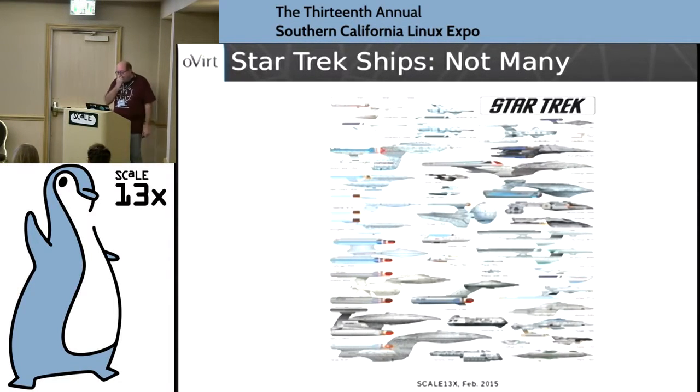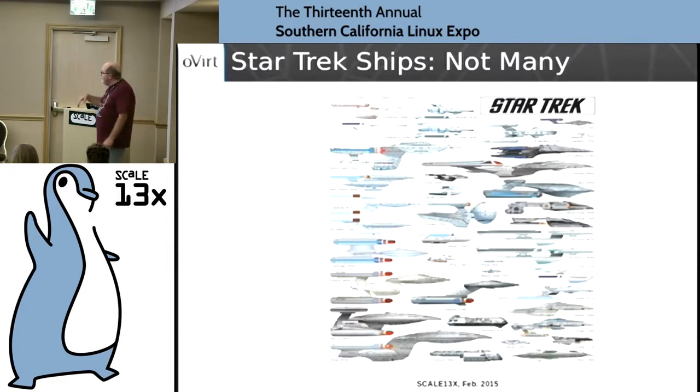Now, in Star Trek, and especially in the original series, which is pretty much where it all began and should be the canon, but then J.J. Abrams came along and ruined it. But I'm not bitter, not at all. There weren't a lot of ships.